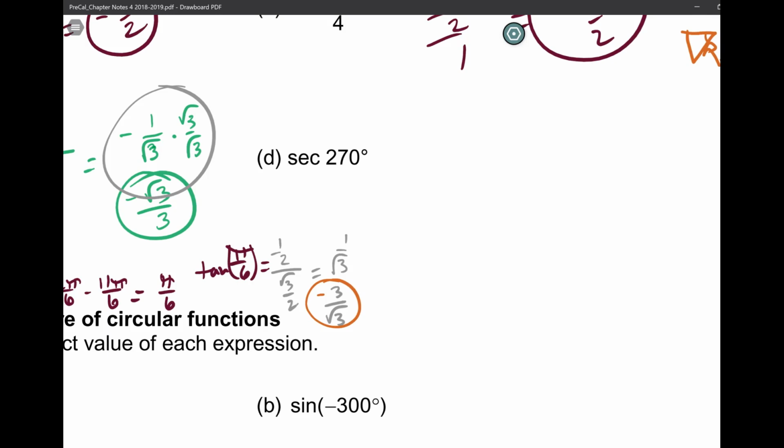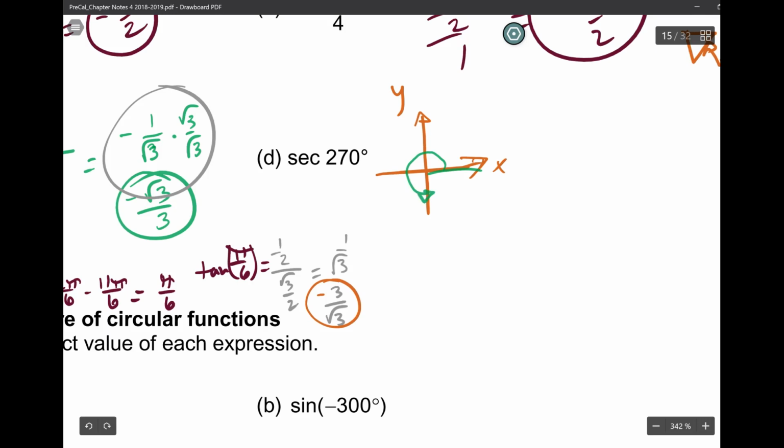So 270 is one of our special quadrant functions. Here's X, Y, my initial side, 90, 180, 270, right here. Okay, so I know this point. Which way will you go to make your triangle? It's a special one. You can't make the triangle; the angle you'd be interested in is 90. Weird. Let's just write down our X and Y values. Our X value is 0, Y is -1.